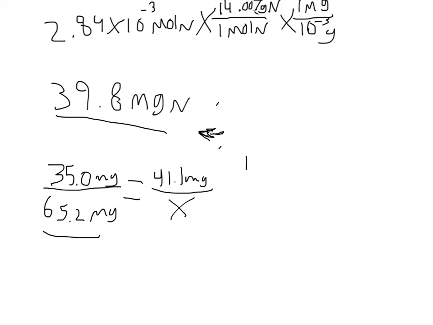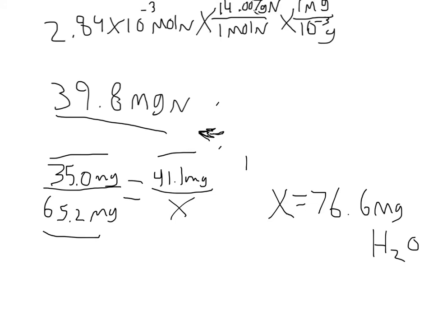This was the 35.0 milligram sample that made 41.1 milligrams of H2O. So I put the smaller sample over the larger sample, with x being the milligrams of H2O I want to know. When I solve for x, I get 76.6 milligrams of H2O. So now I know two things about my 65.2 milligram sample: the milligrams of nitrogen, and the milligrams of H2O.